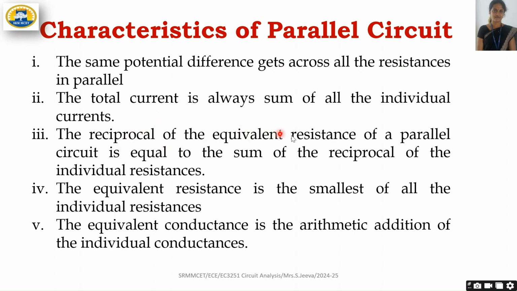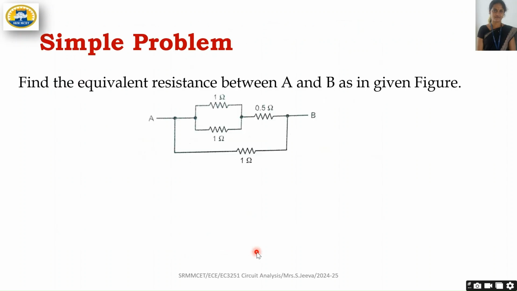The reciprocal of the equivalent resistance of a parallel circuit is equal to the sum of the reciprocals of the individual resistances. So 1 by R equal to 1 by R1 plus 1 by R2. And also the equivalent resistance is the smallest of all the individual resistances: R equivalent is less than R1, less than R2, like that. And the equivalent conductance is the arithmetic addition of the individual conductances.